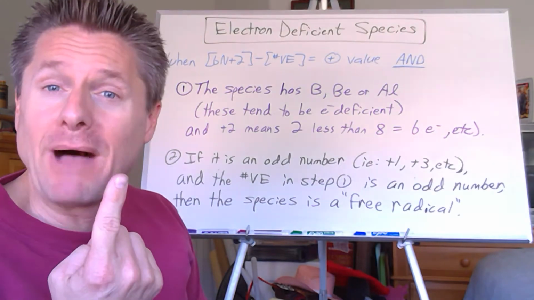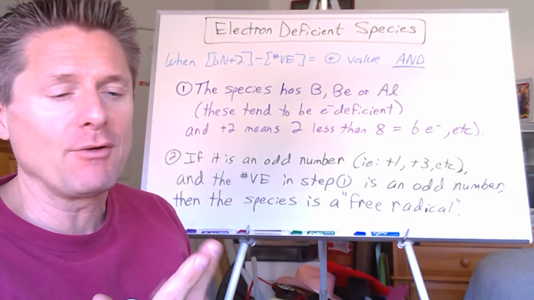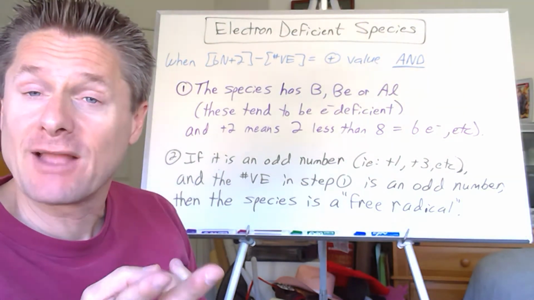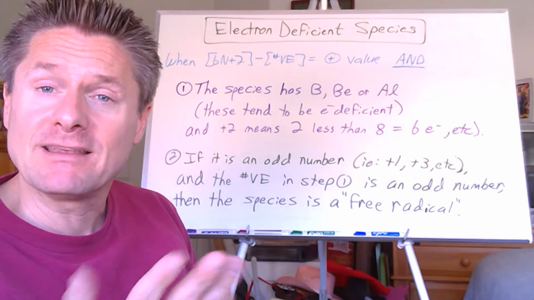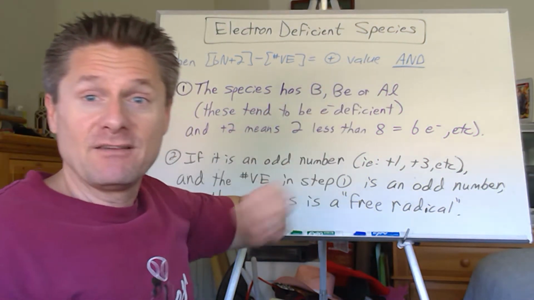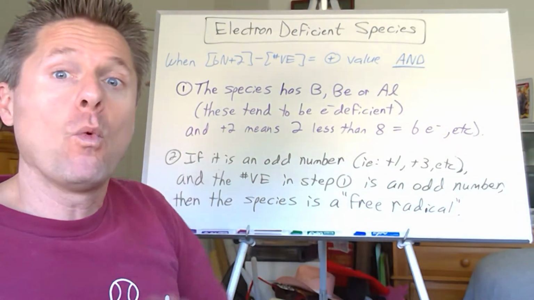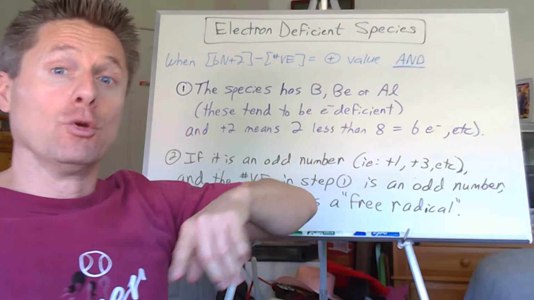It can mean you have multiple bonds, which every positive 2 value is a multiple bond or extra line. It could be an organic ring, which counts as a positive 2. Need at least 5 carbons for that. Or an electron deficient species. And what you're looking for, you get a positive value and you have one of these 2 criteria. You see boron, beryllium, or aluminum.